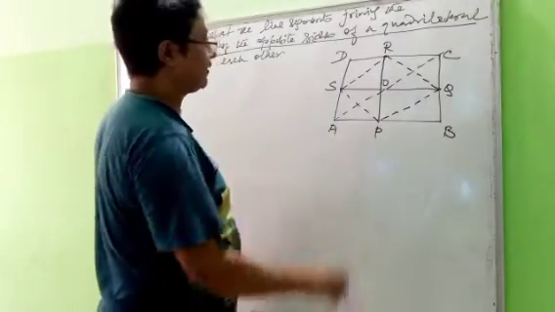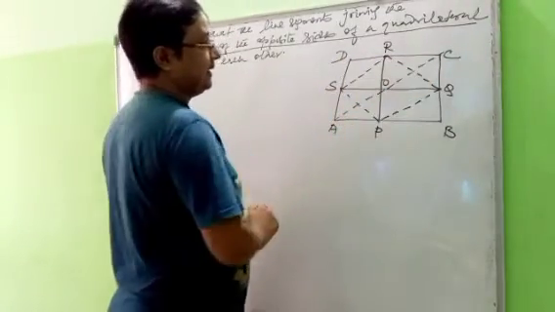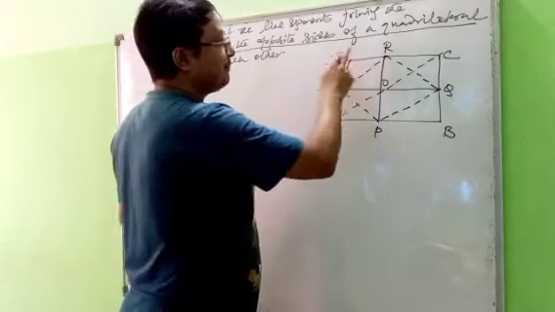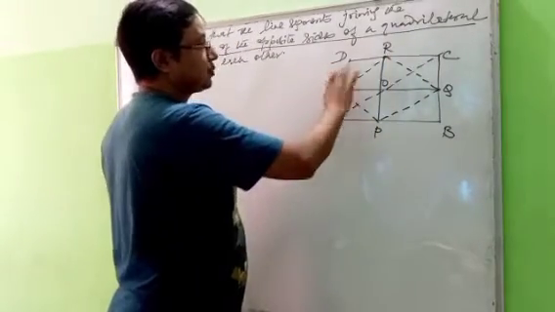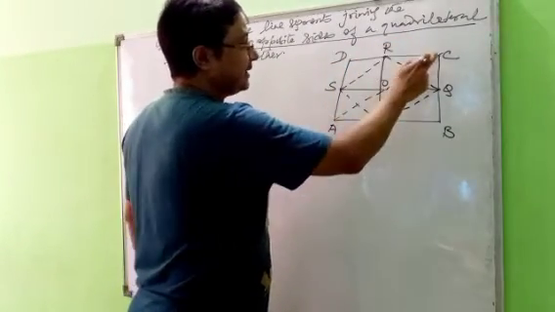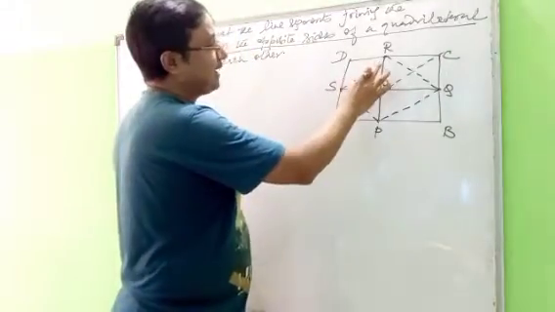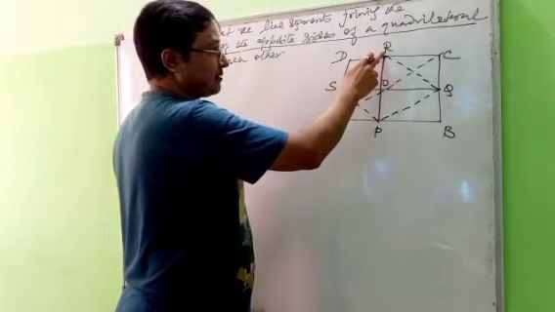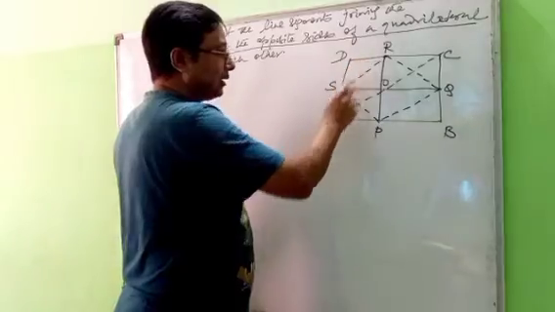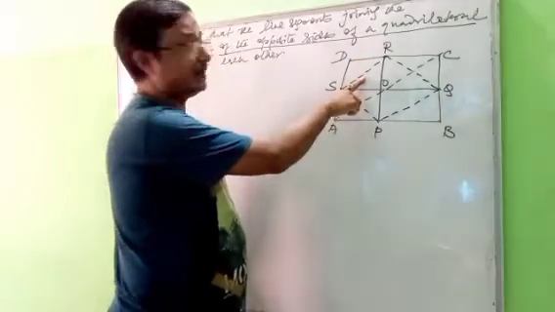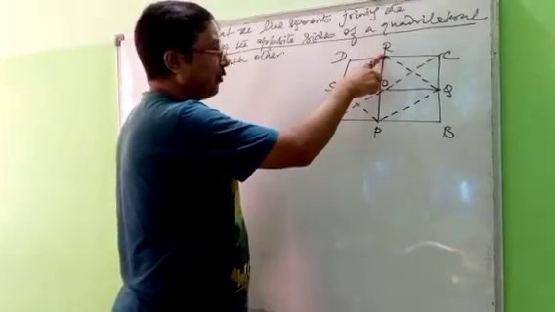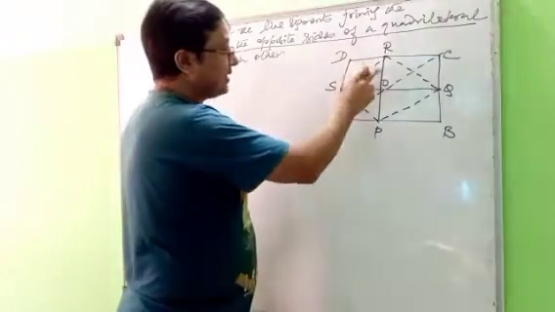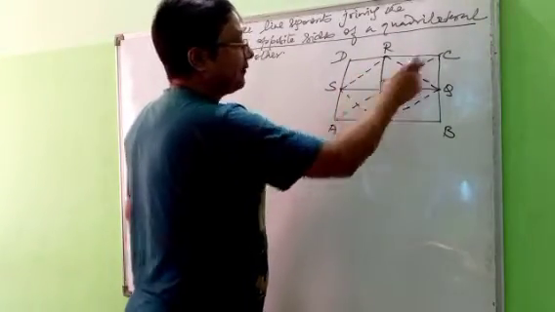Then similarly, in the triangle ADC, you got the point S as the midpoint of the side AD, and R is the midpoint of the side DC. These are the two sides, and the side AC will be the third side. So the line segment SR joining the midpoints of the two sides will be parallel to the third side and is half of it. That means SR is parallel to AC, and SR is half of AC.